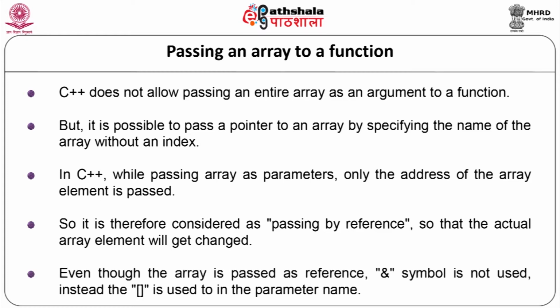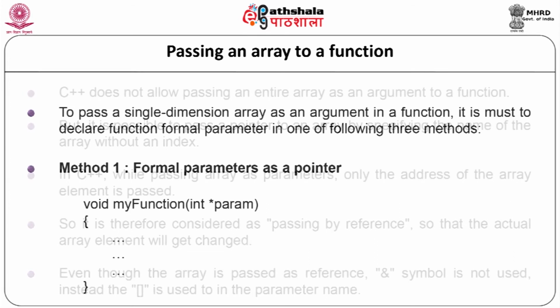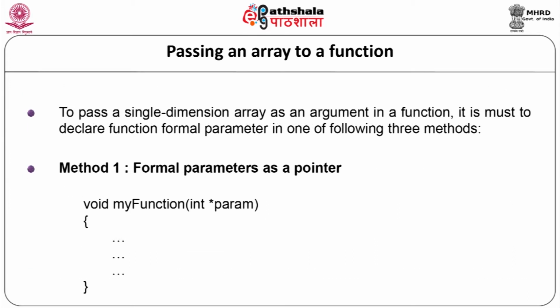Even though the array is passed by reference, the AND symbol is not used. Instead, the square bracket is used with the parameter name. To pass a single dimensional array as an argument in a function, it is a must to declare the function formal parameter in one of the following three methods. Now, let us see these three methods.